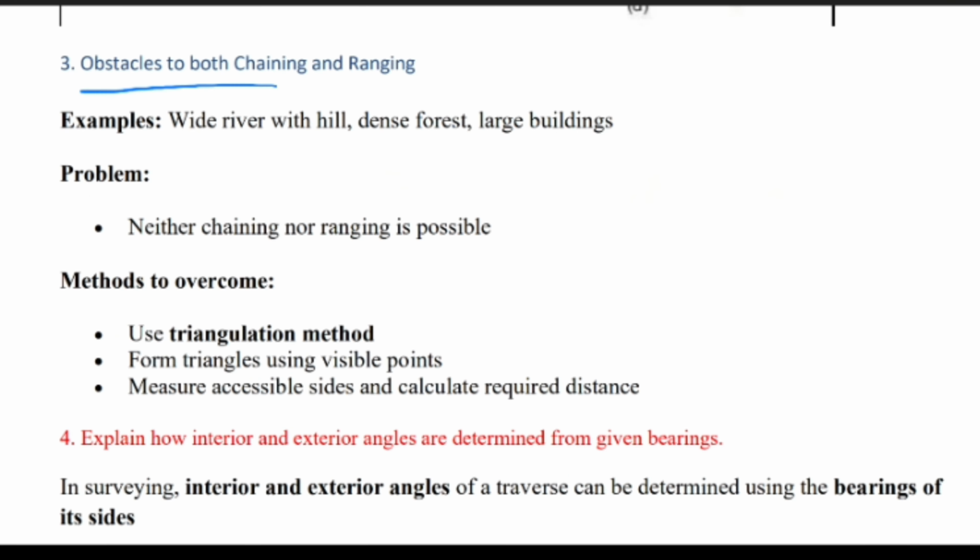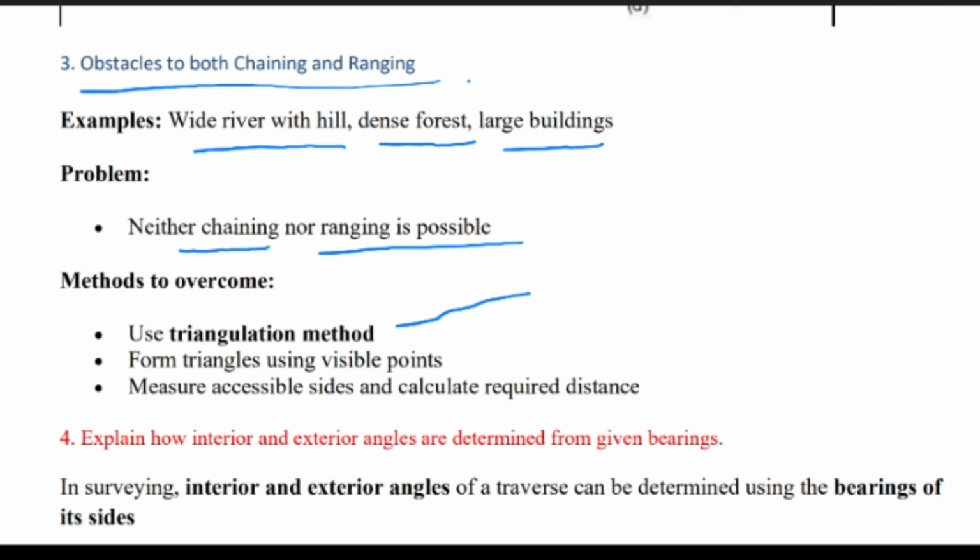Next is an obstacle to both ranging and chaining. This occurs with a river with a hill, dense forest and large buildings. Here either chaining or ranging is not possible. To overcome it we go for the triangulation method. From the triangles you can see the visible points, measure the accessible sides, and calculate the required distance.